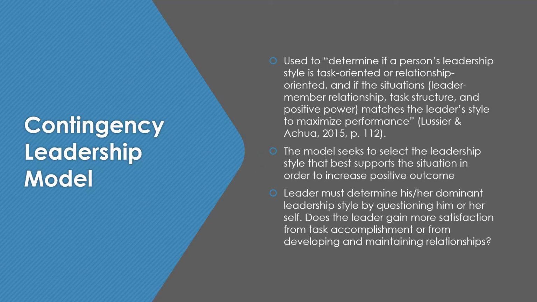Contingency leadership model. The primary objective of the contingency leadership model is to select an appropriate leadership style that aligns with the situation in order to maximize the performance of the followers and subordinates. As a leader, it is essential to determine your own leadership style. The ultimate question leaders must ask is where he or she as an individual gains more satisfaction. Is it from task accomplishment or from developing and maintaining relationships?